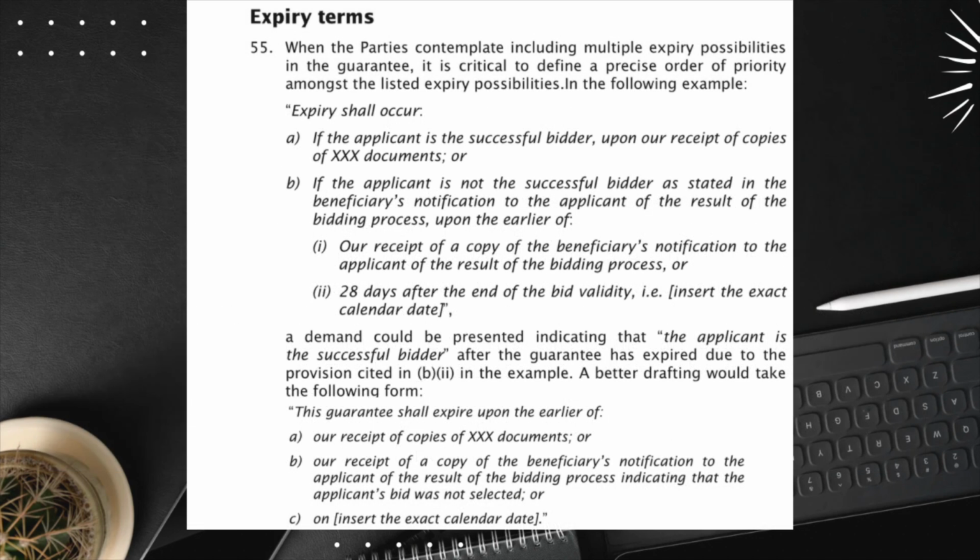Expiry terms are another critical area. Rule 55 explains how to structure expiry conditions to avoid confusion. For example, instead of multiple overlapping clauses, use a hierarchy like this. This guarantee shall expire upon the earlier of A, receiving specific documents, B, notification that the bid was unsuccessful, or C, a fixed calendar date. Always write dates clearly like 4th May of 2024 to prevent misinterpretations.